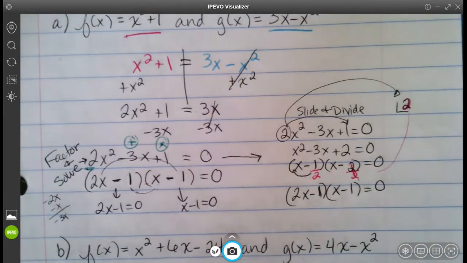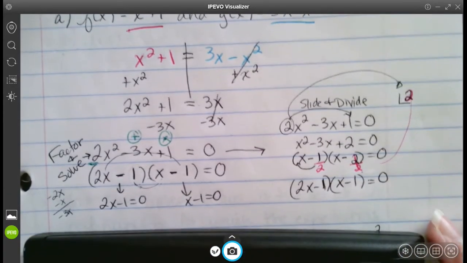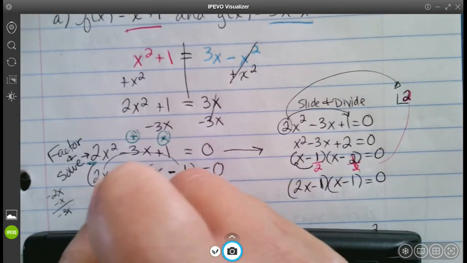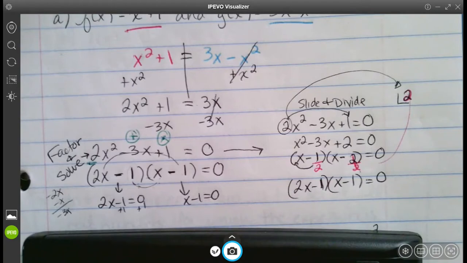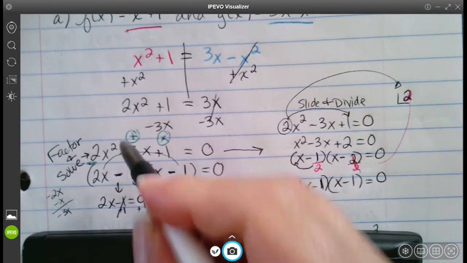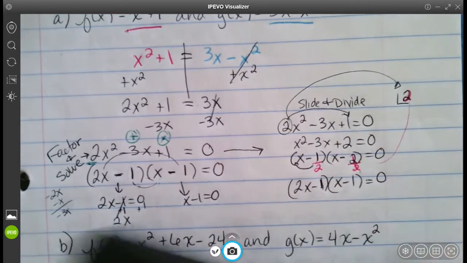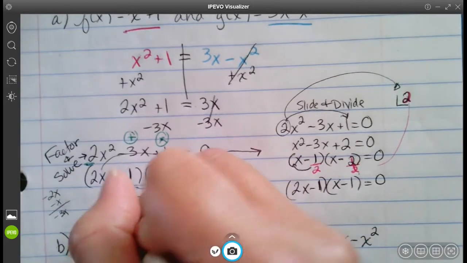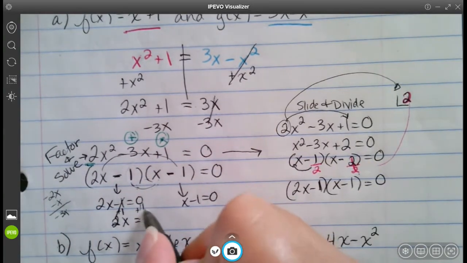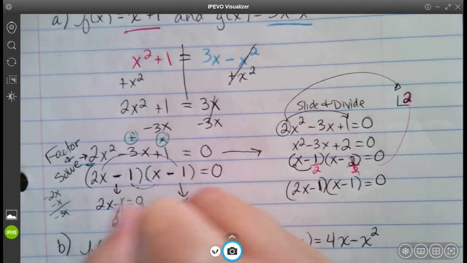Okay, and let me cover that bottom part so you're not distracted by it. So I'm going to set them equal to 0 and I'm going to solve. So for the first one, I would be adding 1. I apologize, it's kind of small right now. So that's going to go away. And this would be 2x. This would be 2x is equal to 1, because 0 plus 1 is 1. You would divide by 2.